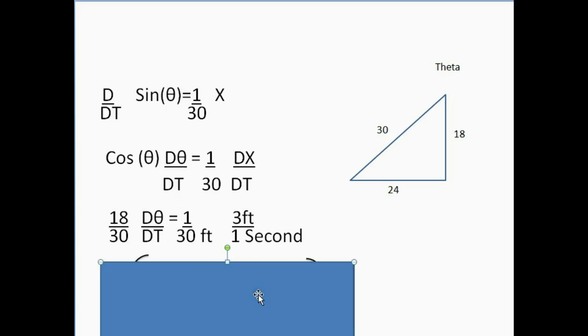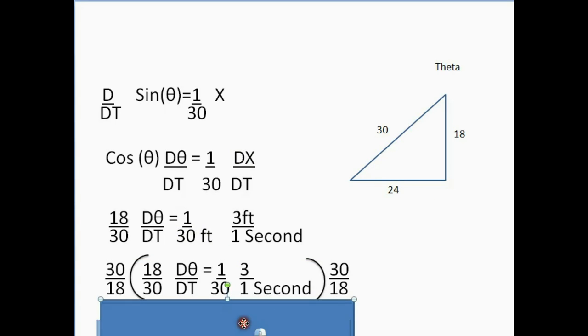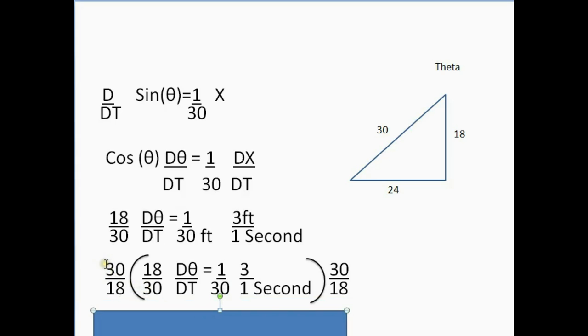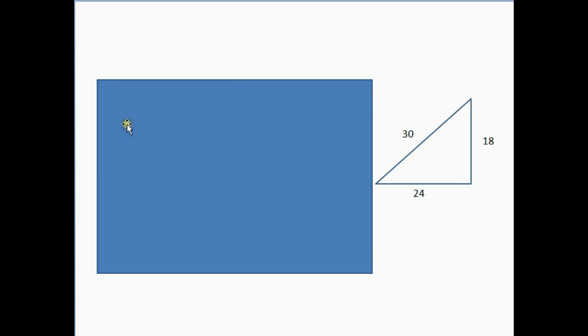Here we see that cosine of theta is equal to 18/30, because theta is right here, so adjacent over hypotenuse. That is equal to 1 over 30 times dx/dt, which, as previously stated, was the 3 feet per second because that's what's changing right here. So if we come down here, we're going to start canceling some stuff out to get dθ/dt all by itself. We're going to start by multiplying 30/18 across the entire equation.